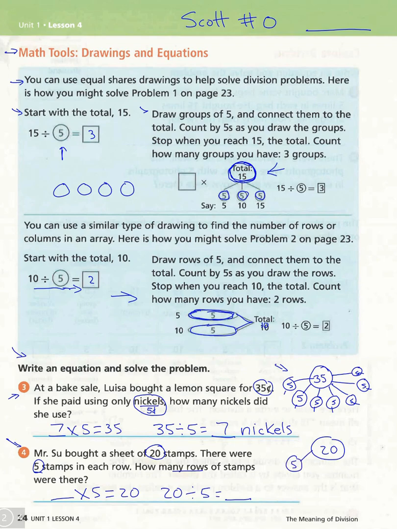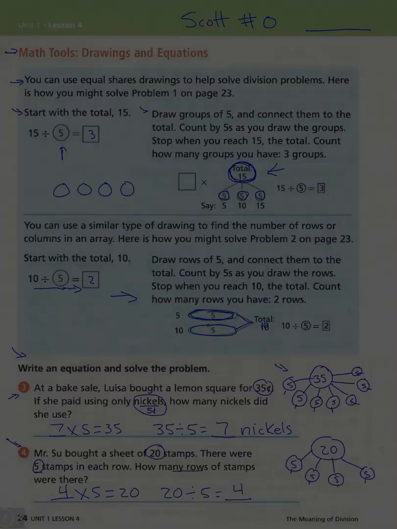There's a group of 5. Am I done? So 5, no, 5, 10, 15, 20. So there I can stop. How many groups is that? 1, 2, 3, 4. So it takes 4 groups of 5 to make 20, and 20 divided by 5 is 4. All right, so pause the video. Make sure you got all that copied down, and then we'll go on to the next page.